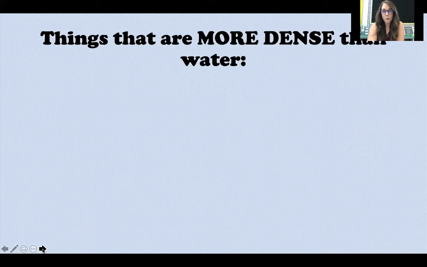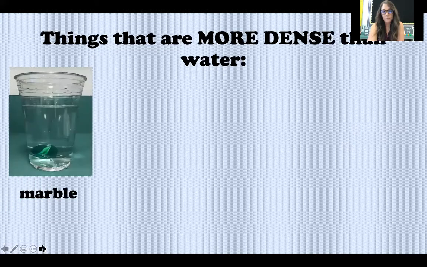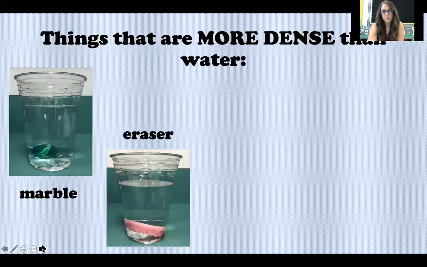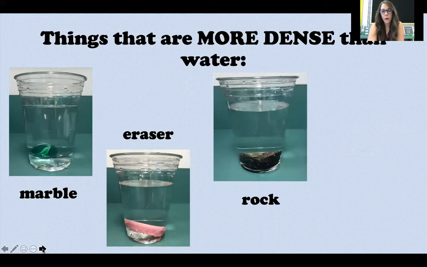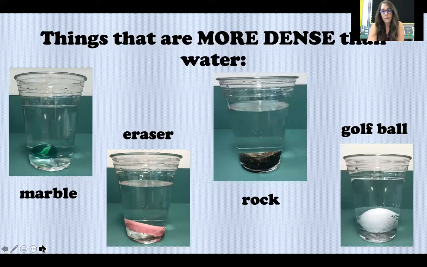Things that are more dense than water: a glass marble, an eraser, a rock, and a golf ball, okay? All of these objects are more dense than water, so their molecules are more tightly packed than the molecules of water, and that causes them to sink to the bottom because they're more dense.